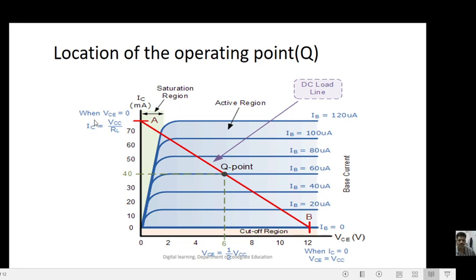And here also, when VCE is equal to 0, IC is equal to VCC by RL at this point. And at this point when IC is equal to 0, we get VCE is equal to VCC. So these are the different IB currents, that means base currents, different base curves are there.